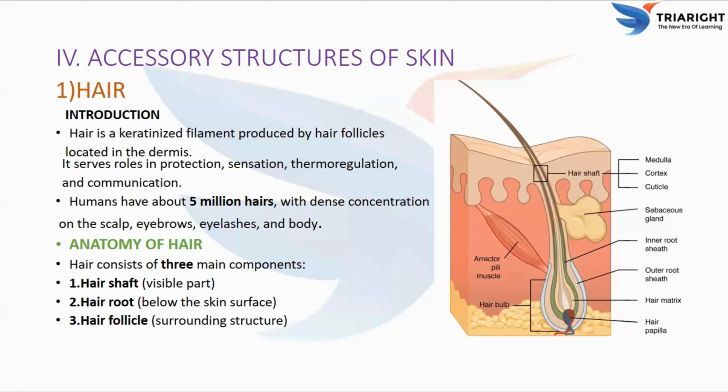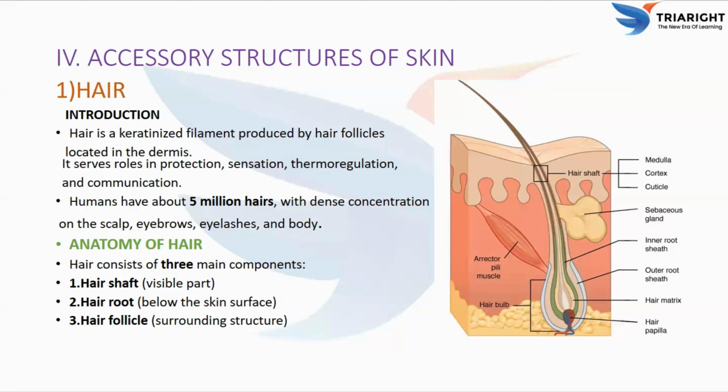So what is the human hair count? Humans have approximately 5 million hairs. Which has the highest density? The scalp, eyebrows, and eyelashes have the highest density, whereas the palms and soles, which are hairless skin, have the lowest density. So now let's go into the anatomy of hair.